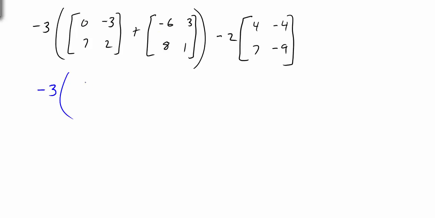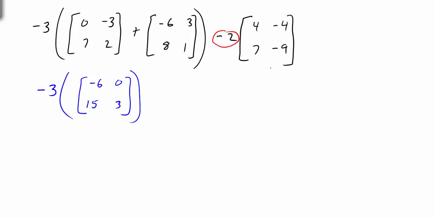So 0 and -6. Here we would end up with -6. And then we have -3 and 3, which is 0. 7 and 8 is 15. 2 and 1 is 3. And now when we go to the next one, we have here a -2 being multiplied by the matrix.